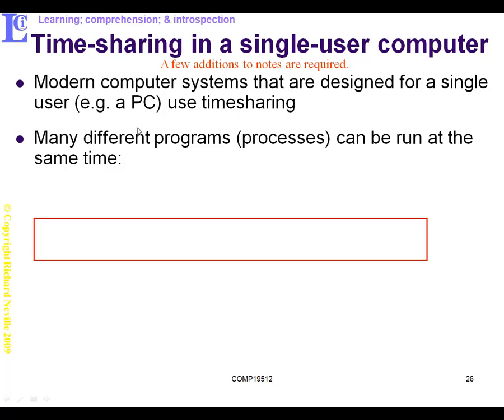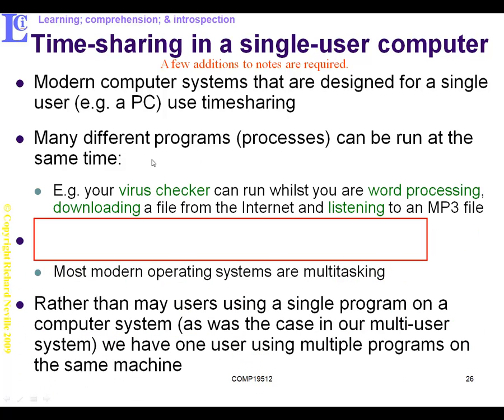We haven't got multiple users, but instead of users we have many different processes. They sometimes are called threads because a process can run in a thread, and can run at the same time, these processes. So let's have a look at this. Some of the processes that might be running in real time might be a virus checker, and you might be word processing at the time, and in the background before you went back to word processing you're downloading a file, and you're also listening to an MP3 file.